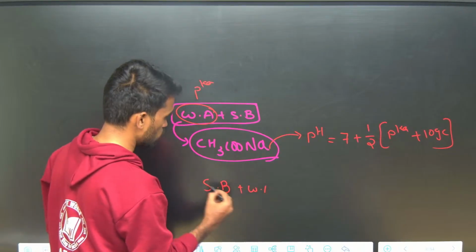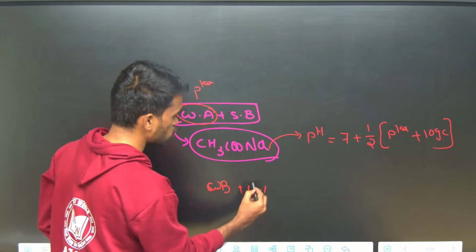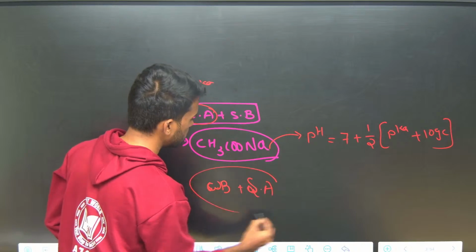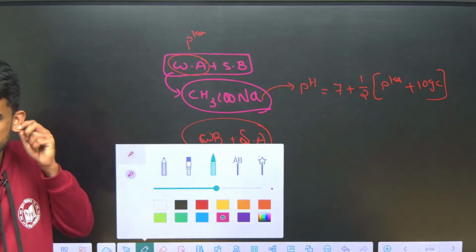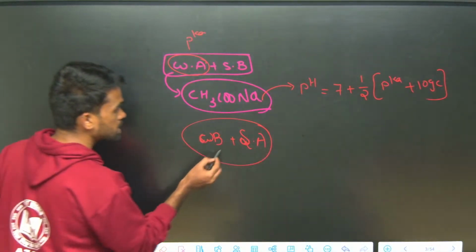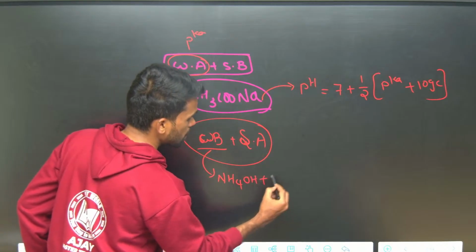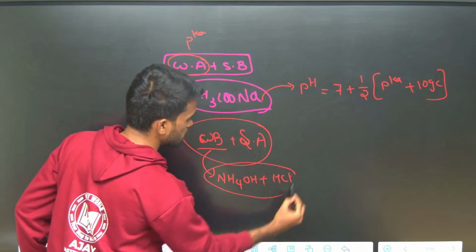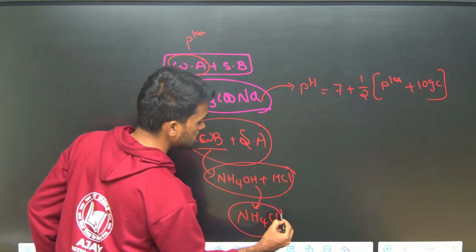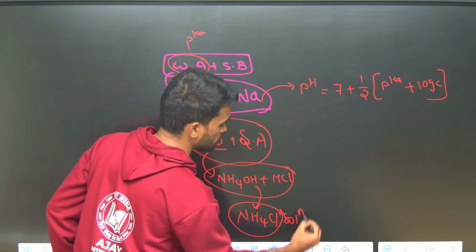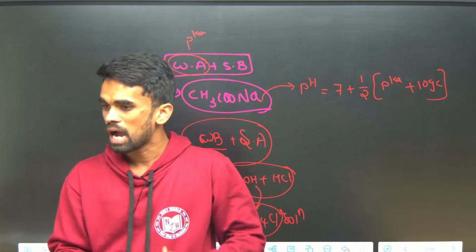Now a weak base and a strong acid. Tell me an example for this first. Weak base plus a strong acid. For the weak base we can take ammonium hydroxide, NH4OH, plus HCl. So this combination will give us NH4Cl. If this NH4Cl salt is kept in water, it will undergo hydrolysis.